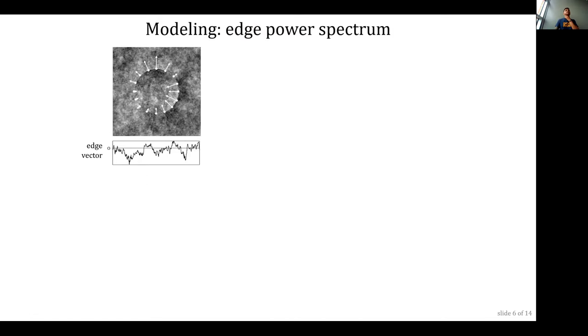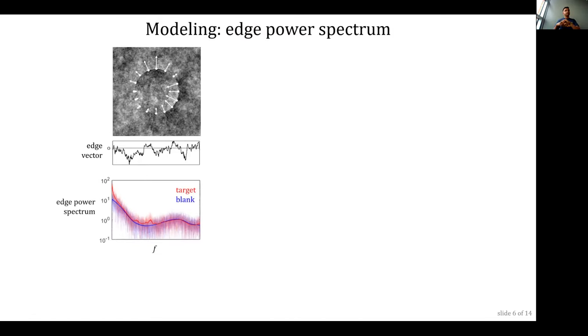One way of going about it is to look at, once again, the power spectrum. So we take this edge vector and we Fourier transform it to get the power spectrum, which tells us the power at the different frequencies. In this image that you see over here, the faint blue lines are the power spectra of edges across a whole ensemble of blank images where there was actually no target, and the dark blue is their average. The faint red lines are power spectra of edges where there was a target, and dark red is their average.